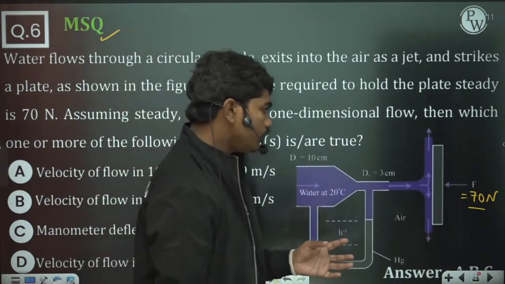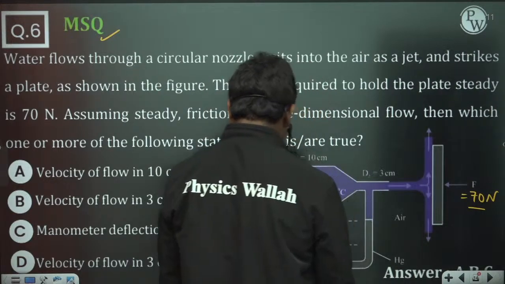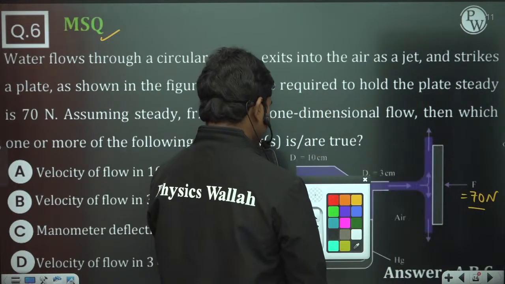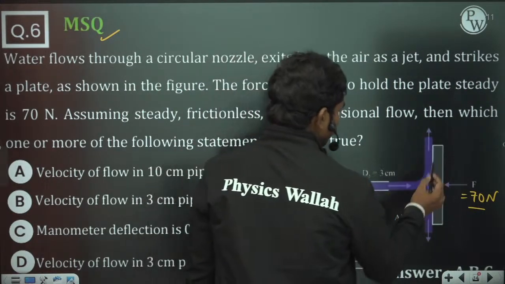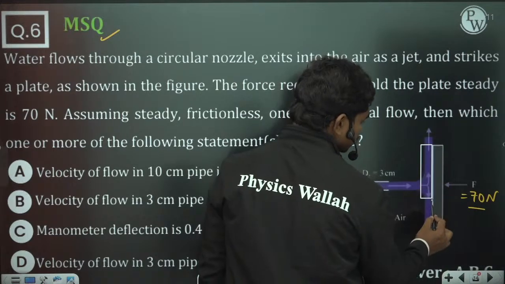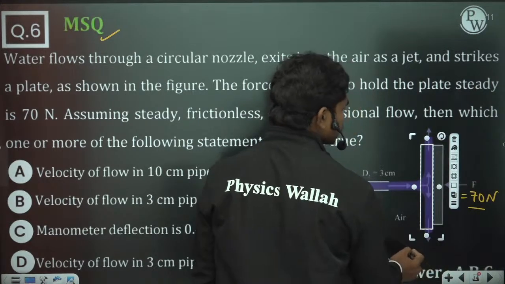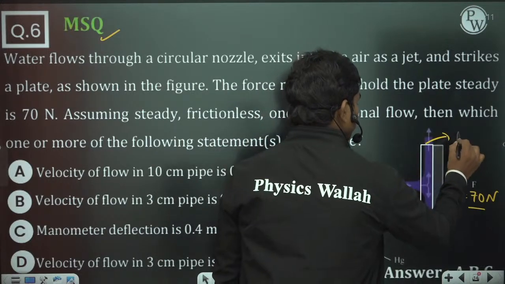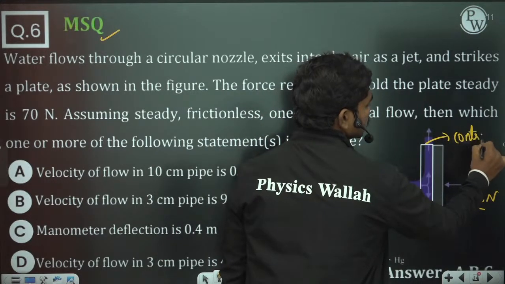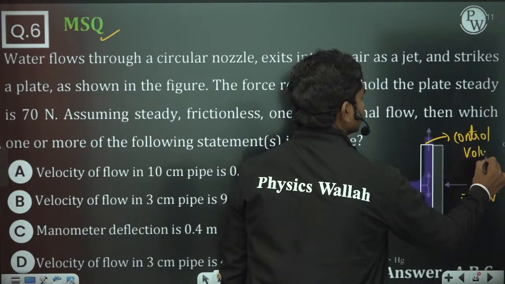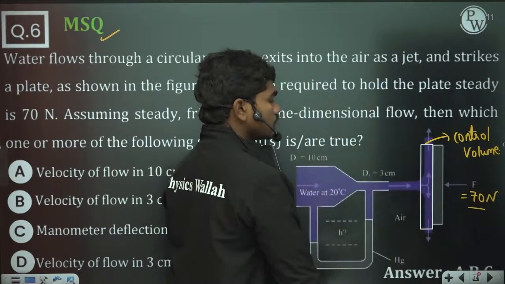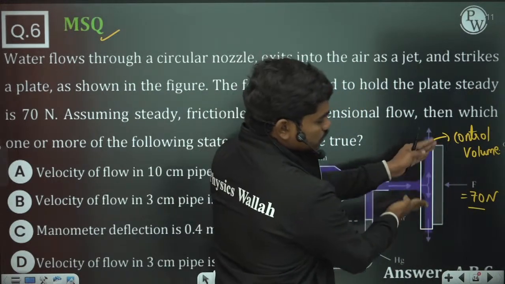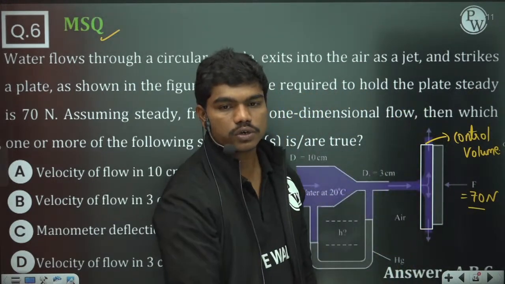First of all, let us start the analysis from this location. Take a control volume like this, because this is the location in which the fluid is changing its momentum. We have seen in many cases that the total force exerted by the jet, which slides smoothly, is nothing but rho a v square.